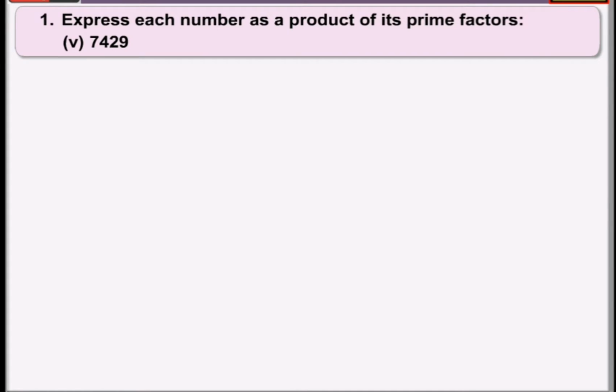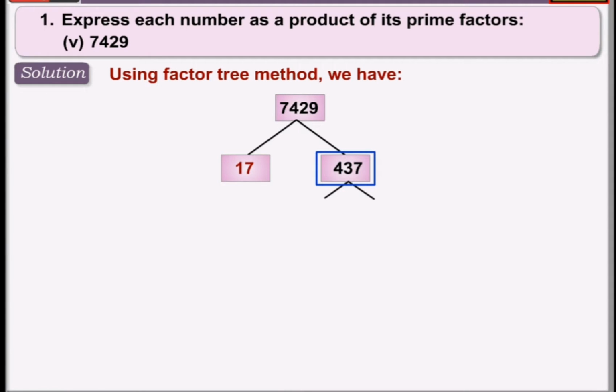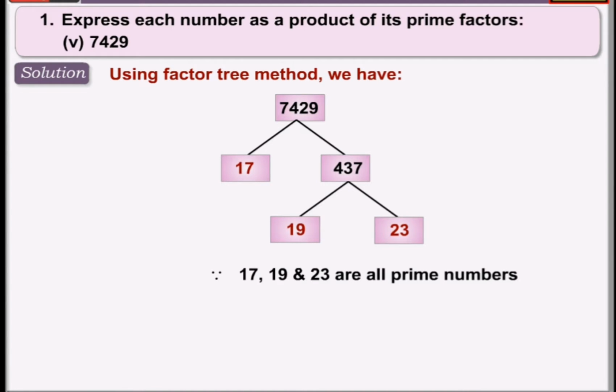Number 5. 7429. Solution. Using the factor tree method, we have factors of 7429 are 17 and 437. Further, factors of 437 are 19 and 23. 17, 19 and 23 are all prime numbers. Therefore, 7429 is equal to 17 into 19 into 23.